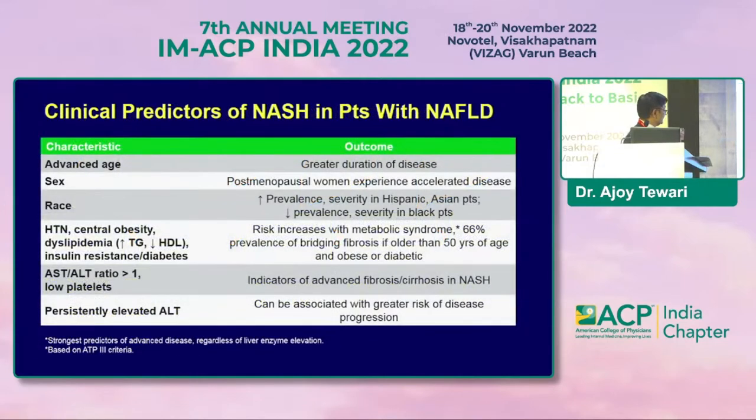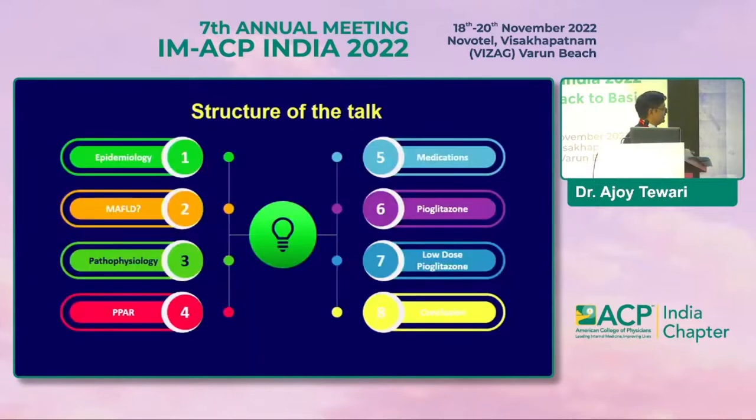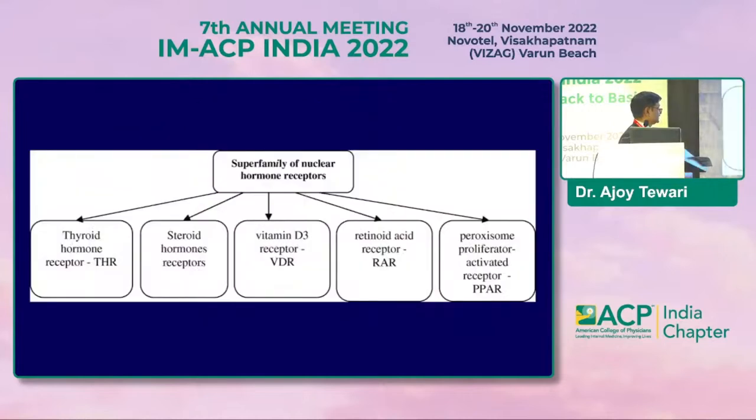So these are the factors which contribute to the progression: advanced age, sex, race, hypertension, obesity, dyslipidemia, AST/ALT ratio more than 1, low platelets, and persistently elevated ALT levels. So they are all associated with poorer outcomes as regards the progression of the NASH. So a few words about the nuclear hormone receptors. Then only we can understand how pioglitazone acts.